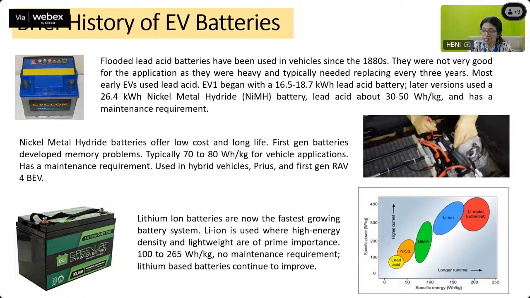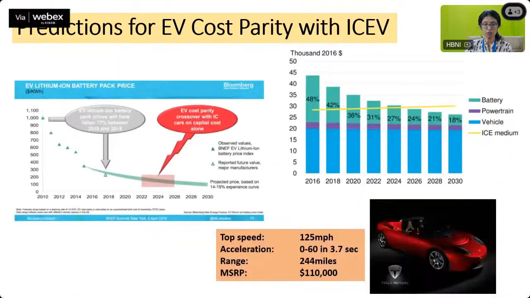Lithium-based batteries continue to improve. So you can see over here these different battery technologies, given as specific energy versus specific power. And you can see exactly where lithium ion is sitting. It has a good combination of specific energy as well as good specific power. So when we talk about battery-driven cars, this is where lithium-ion battery technology is coming into the picture.